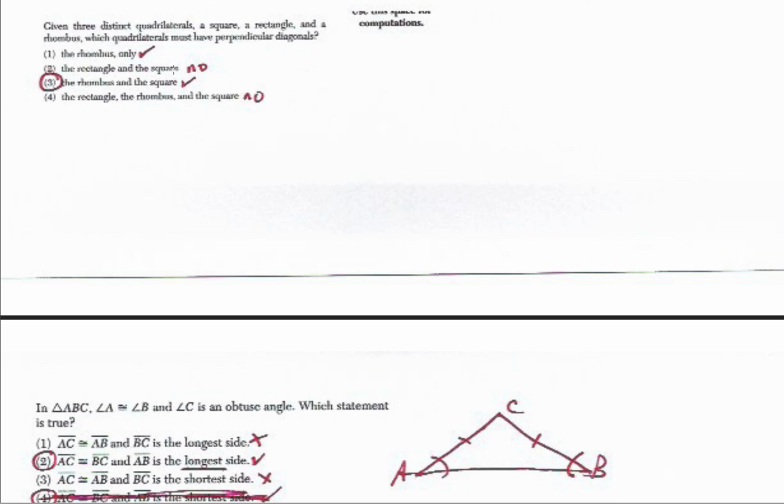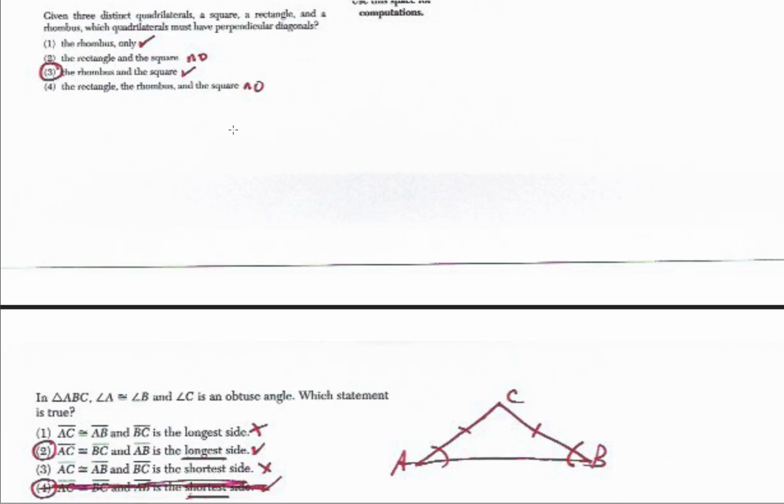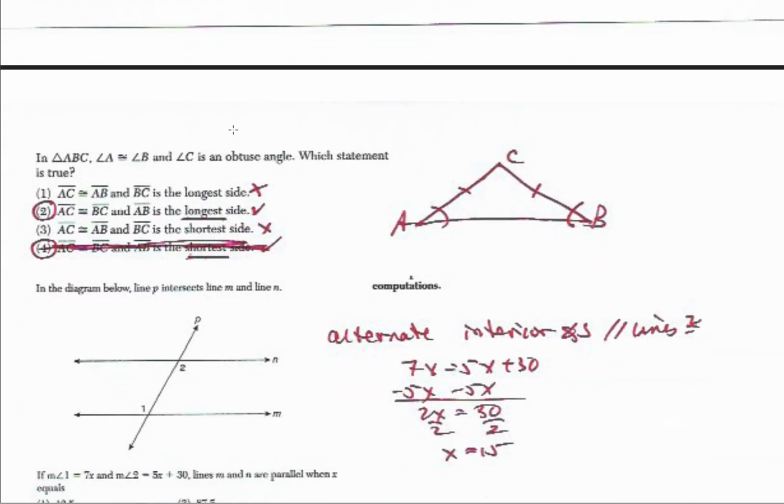The rectangle and the square, well, the rectangle doesn't have perpendicular diagonals, so that's not true. The rhombus and the square, well, that is true because a square is a special rhombus. So choice 1 can no longer be the answer because choice 3 is true. And we said the rectangle doesn't have it. So choice 3 is the correct answer, that both the rhombus and the square have perpendicular diagonals.